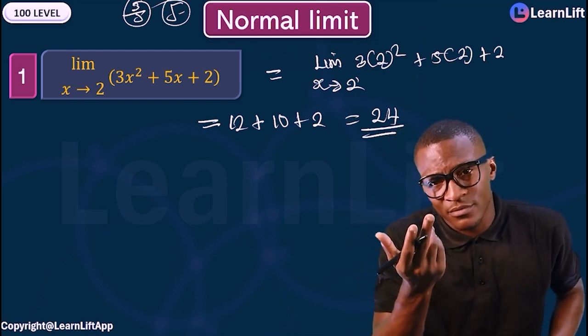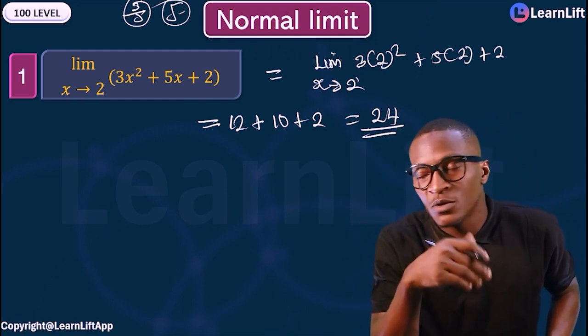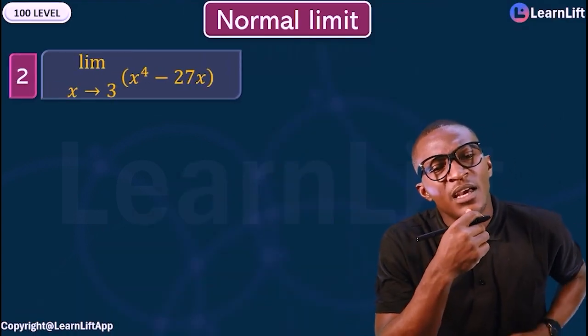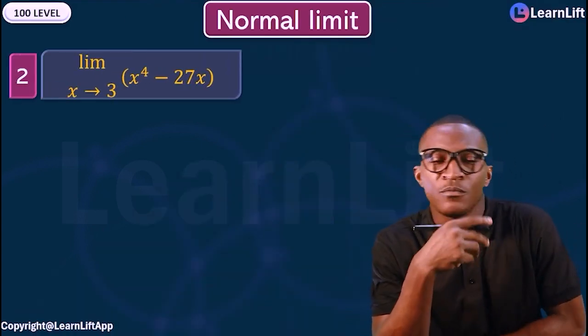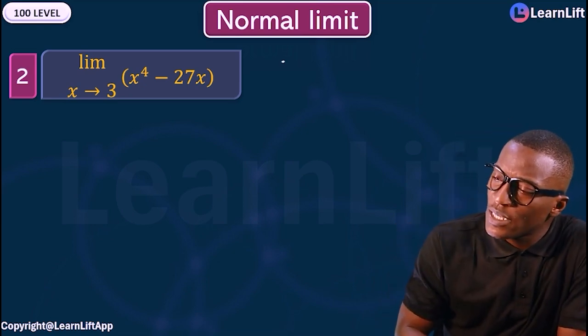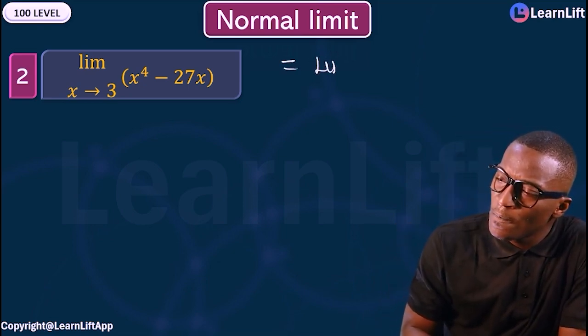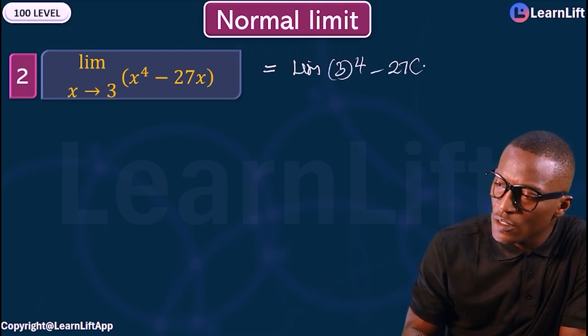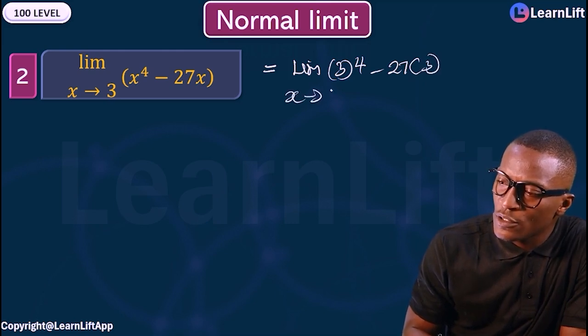Just plug in. Did you get anything over 0? Did you get a negative square root? No. Let's move to the next question. We're given the limit of x raised to power 4 minus 27x. Plug in. So this practically becomes the limit of 3 raised to power 4 minus 27 into 3 as x approaches 3.